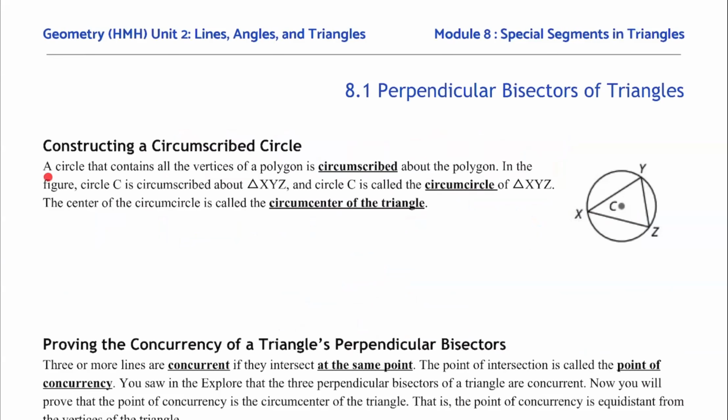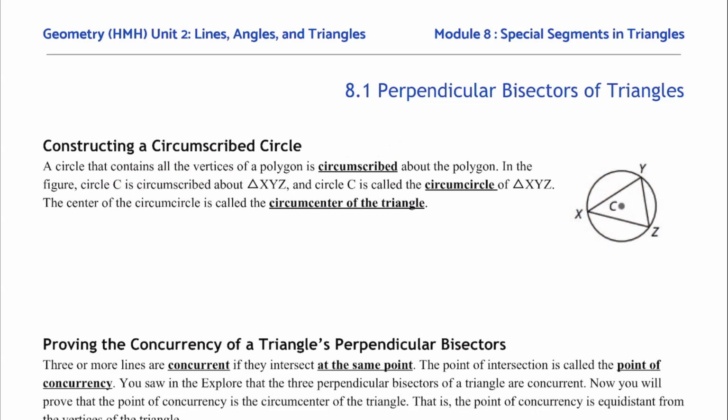Okay. The circle that contains all vertices of the polygon is circumscribed. So this is not the construction part yet. Basically what this is saying is that if the circle goes around a triangle and it touches every vertex, we say that the circle circumscribes the polygon. It doesn't have to be a triangle. It could be a rectangle, whatever, right? Circum is around, scribe is to write. So we are writing around or drawing around that shape, okay?